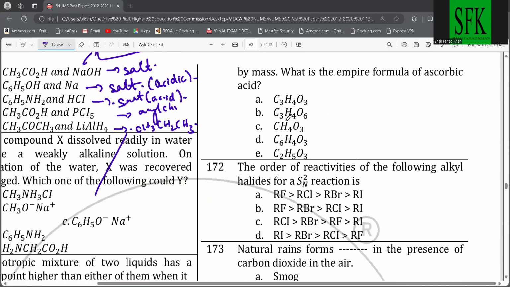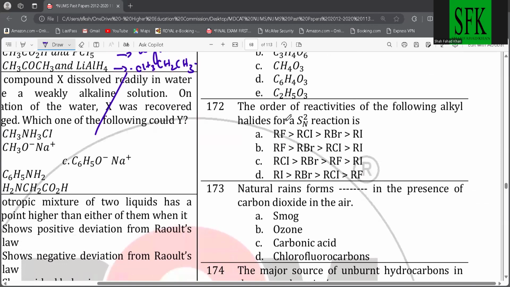And for empirical formula of ascorbic acid, you can calculate that on your own. Okay. Order of reaction of an SN2 reaction. Which one is going to react the fastest? The one with the least bond energy is going to react the fastest. So it's RI, having the least energy, then RBr, RCl, and RF.